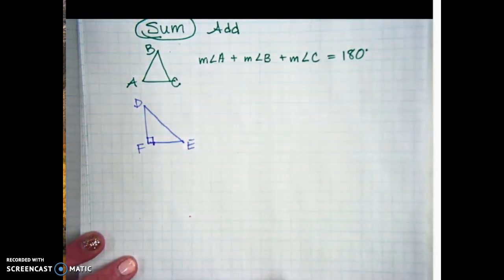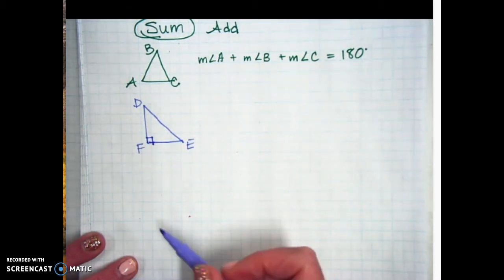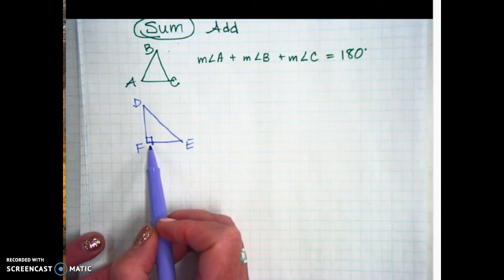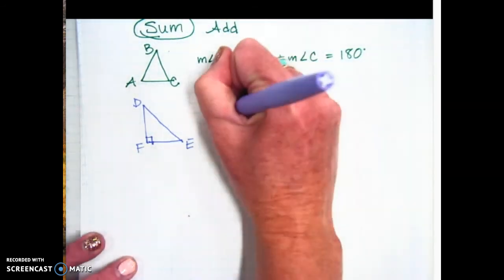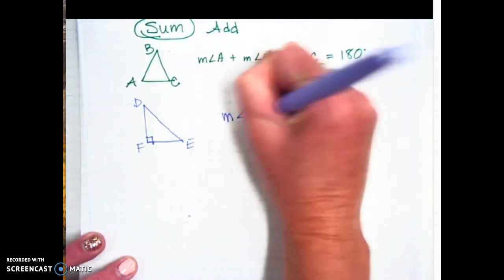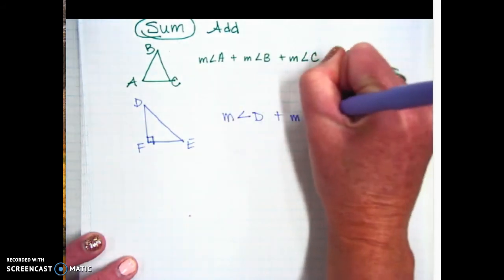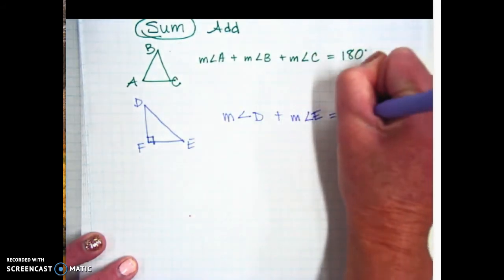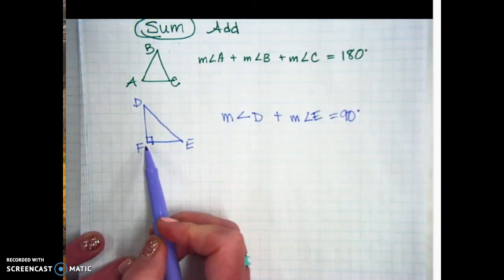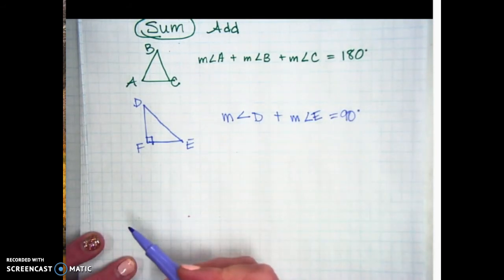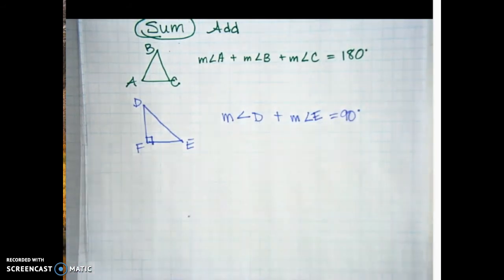This would be the second box, the one that says Corollary 4-2-2. Okay? This theorem says that if you have a right triangle, the other two angles should add up to how many degrees? 90. So the measure of angle D plus the measure of angle E is equal to 90 degrees. Because this one's already 90, and 90 plus 90 is 180. Okay?